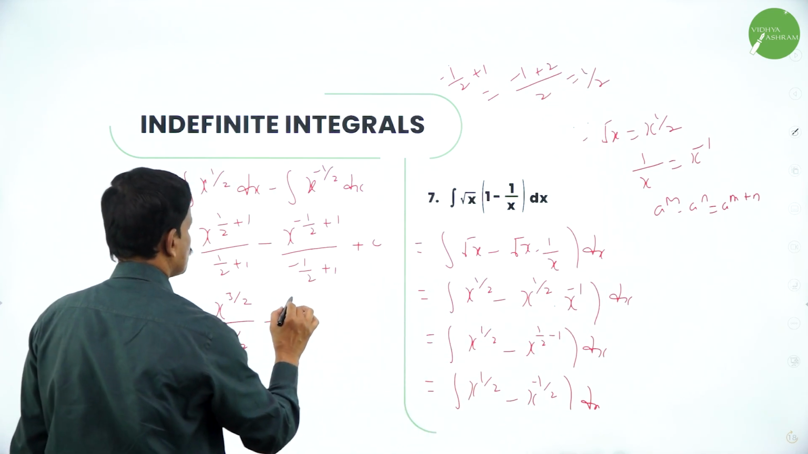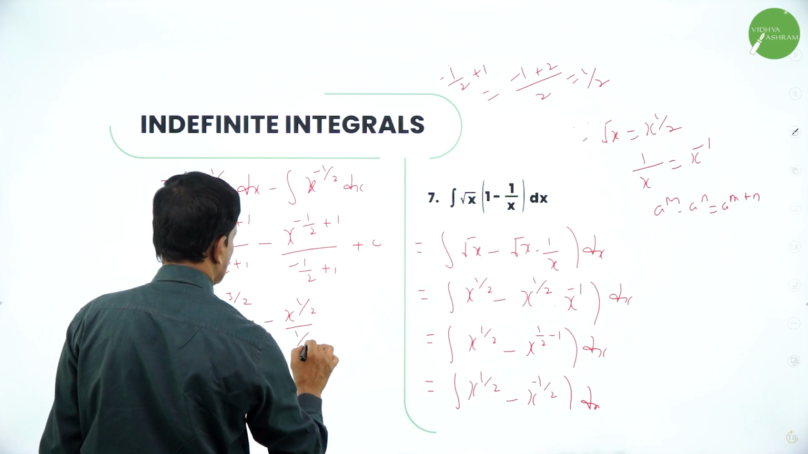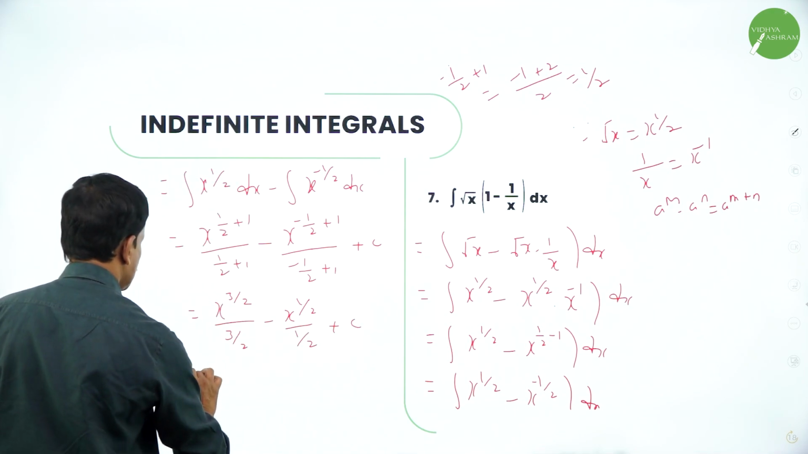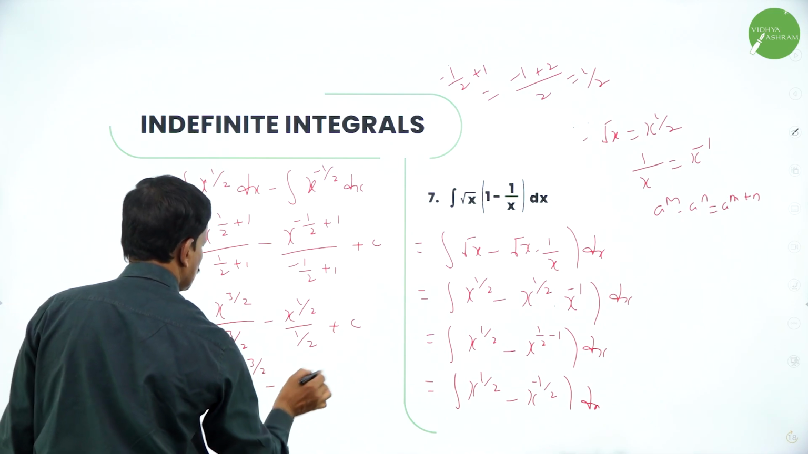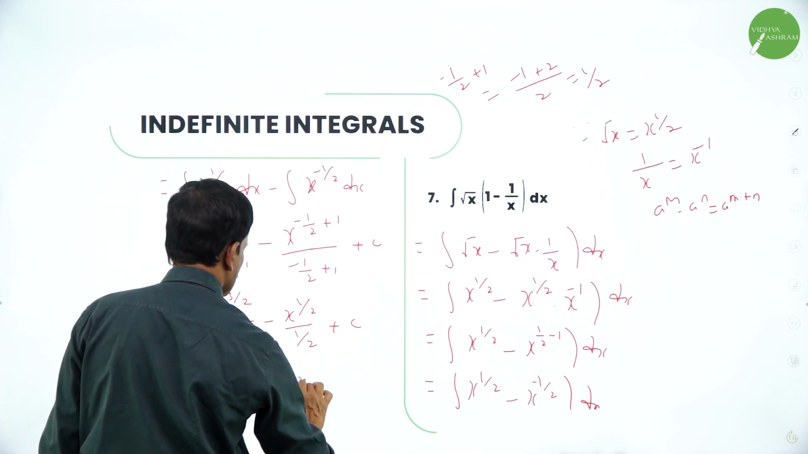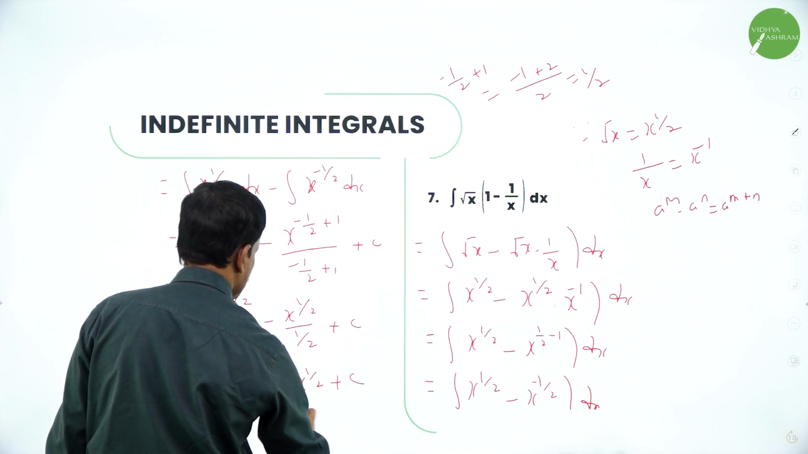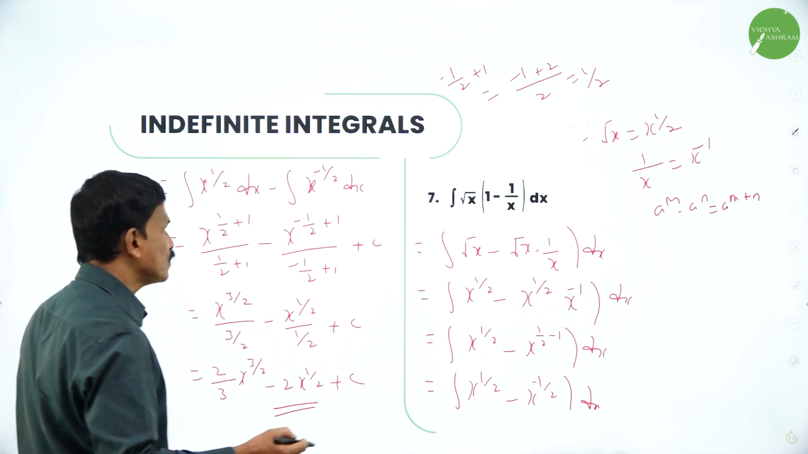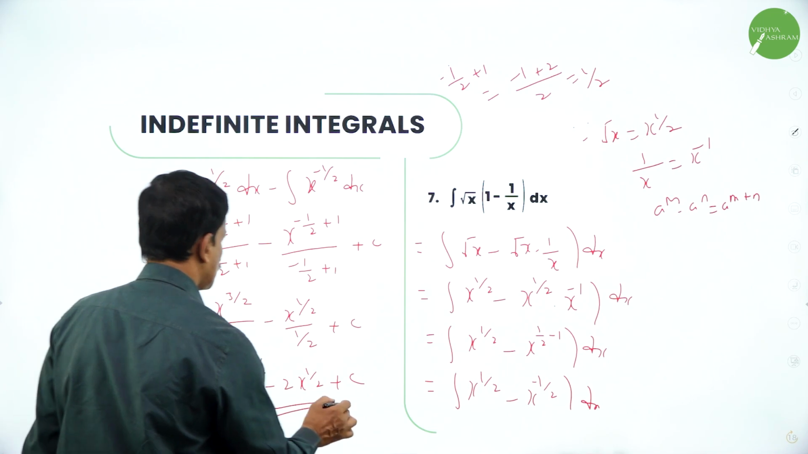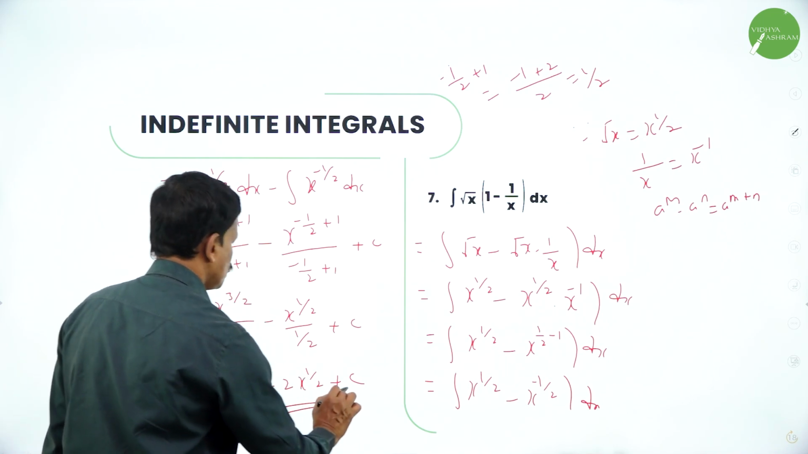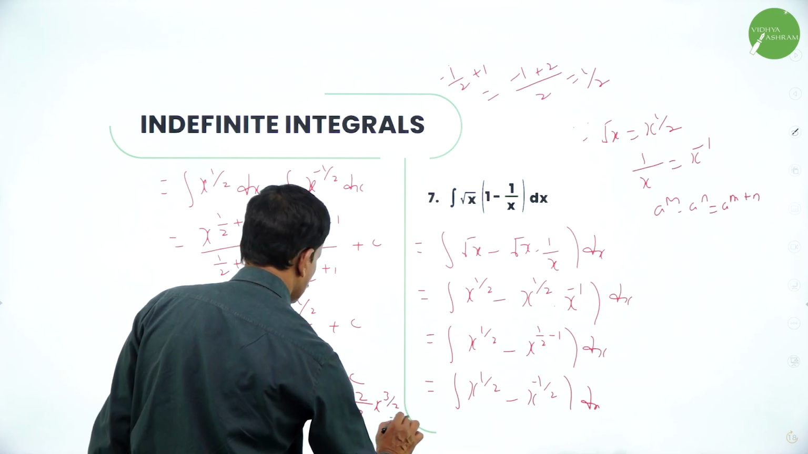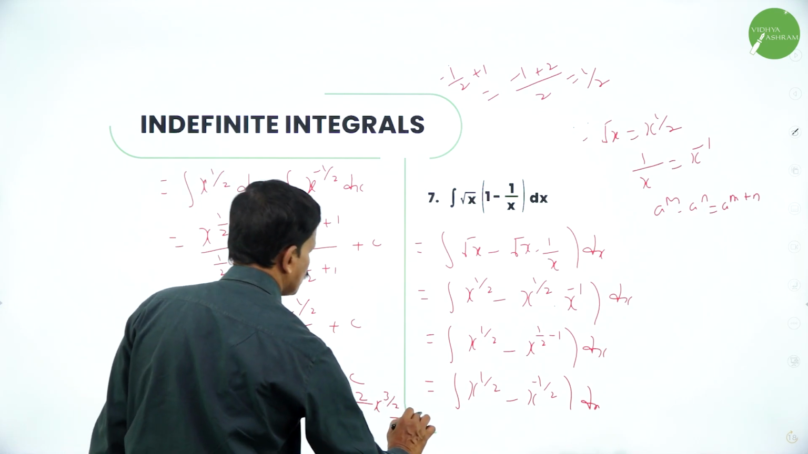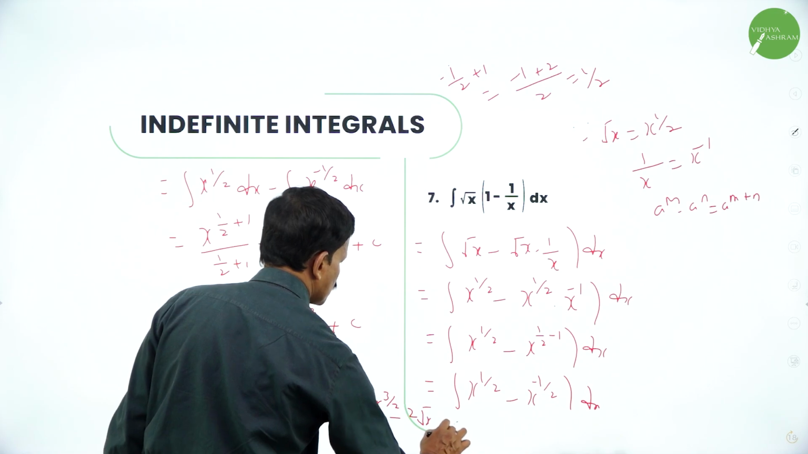So this is x to the power of 1 by 2 by 1 by 2 plus c, or just take this to the numerator: 2 by 3, x to the power of 3 by 2, minus 2 by 1 is 2 times x raised to 1 by 2, plus c. You can stop here itself, or if you want you can also write this as 2 by 3 x to the power of 3 by 2 minus 2 into x raised to 1 by 2, which is nothing but root x, plus c.